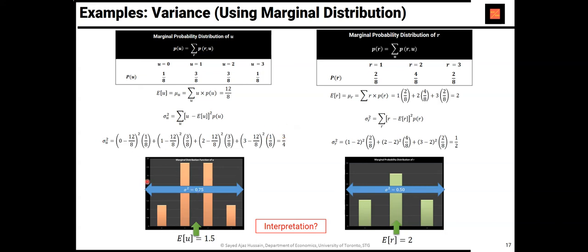And so, you remember that the variance gives you a sense of dispersion. So the expected number of up price movements over 3 weeks is 1.5, with a variance of 0.75.